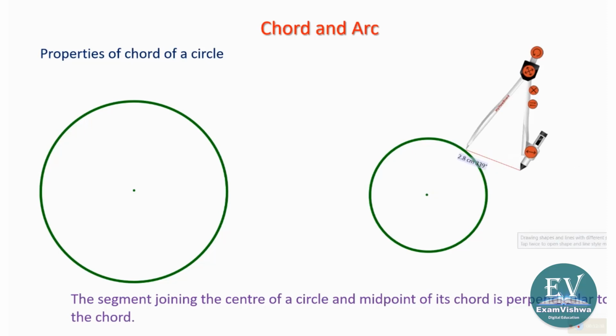Now I am going to draw a chord in each. Anywhere I can draw, but for the convenience of showing you and drawing, I am drawing it here. One chord is drawn here. It is 12.8 centimeters according to this digital scale measurement, and here I am drawing a chord for this circle also. Now what I have to do is mark its midpoint. To mark the midpoint, either I can use a ruler or I can bisect it using a compass. In this case I will be using a ruler to mark it.